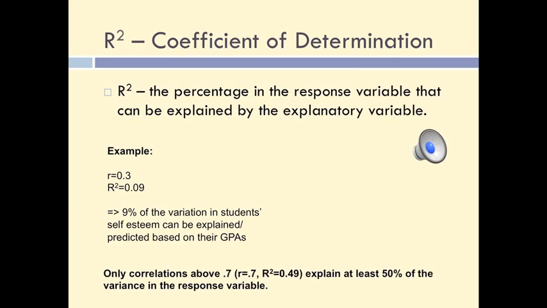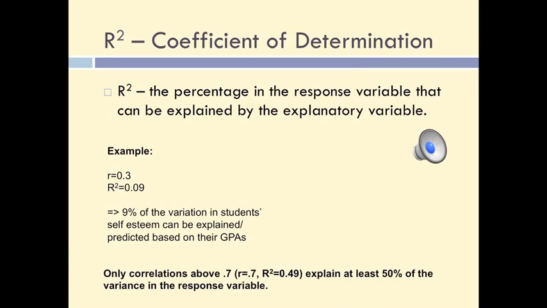In our example, the correlation coefficient was 0.3, a fairly small correlation. If we square this number, we obtain 0.09, which means that only 9% of the variation in students' self-esteem scores can be explained by their GPA. This coefficient is a statistical measure of how well a regression line approximates real data points.